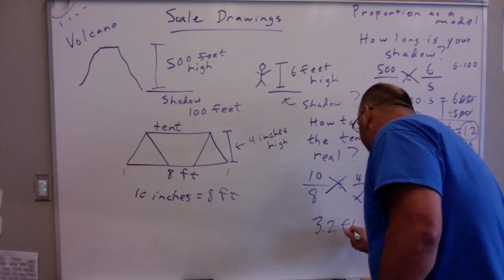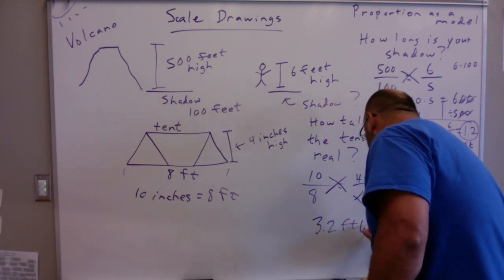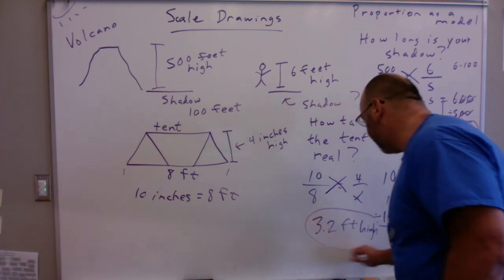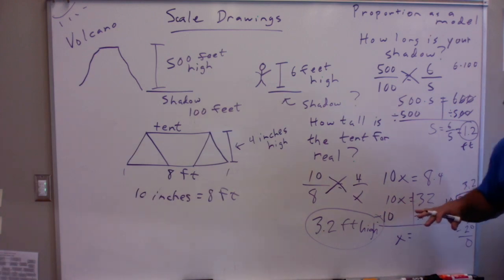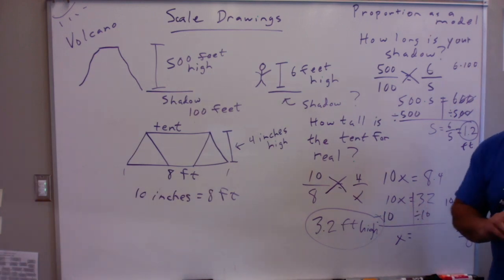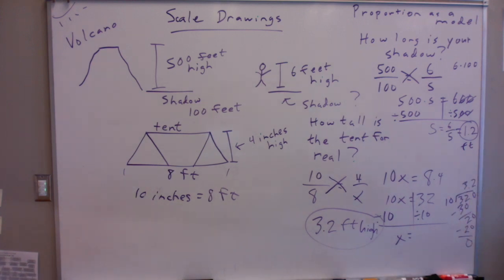So it is going to be 3.2 feet high. And think about 3.2 feet. That's about this, probably about this tall. Okay, so it's about that tall. All right. Okay, and that's what we're going to work on today: working with scale drawings and word problems.